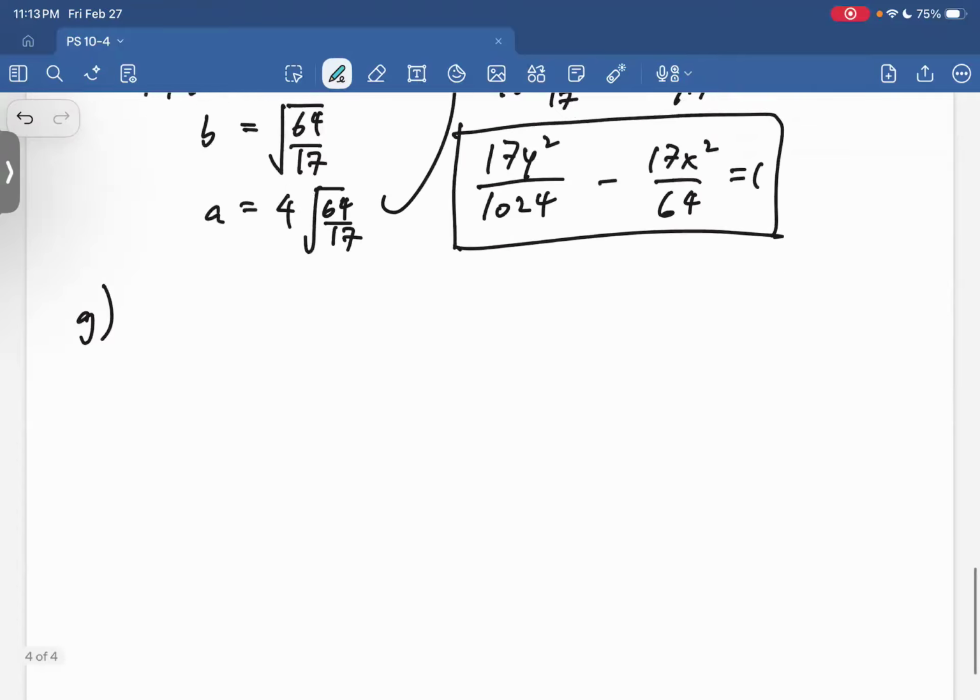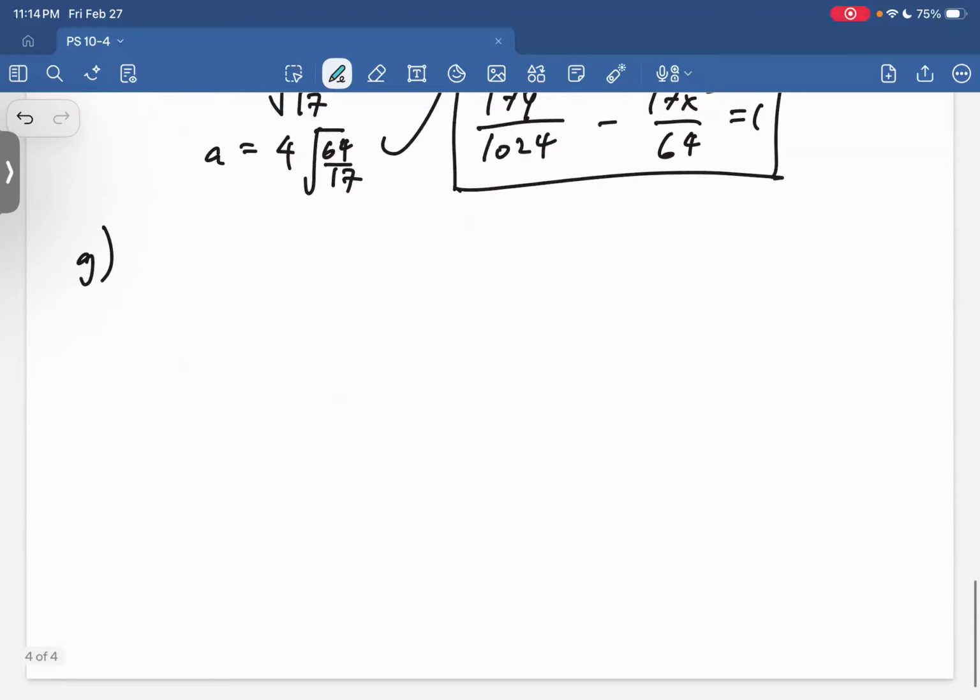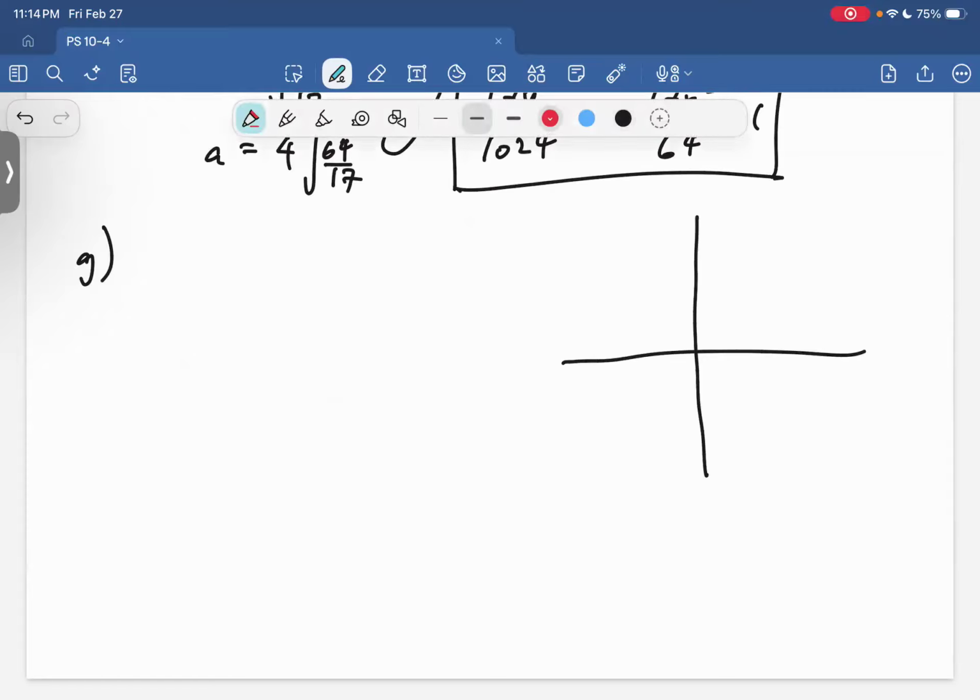Okay, on to G. Here I have vertices at 3, 0 and 3, 6. I have asymptotes that need to pass through the center with slope -1 and +1. So that'll be like that. It's going to go through the origin. Okay. So where's my center? It's at 3, 3.